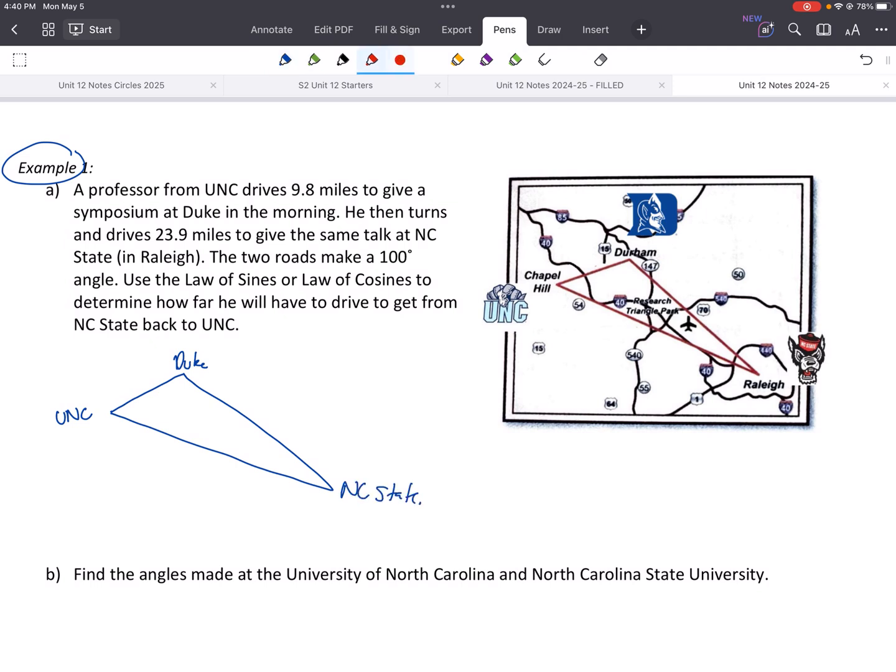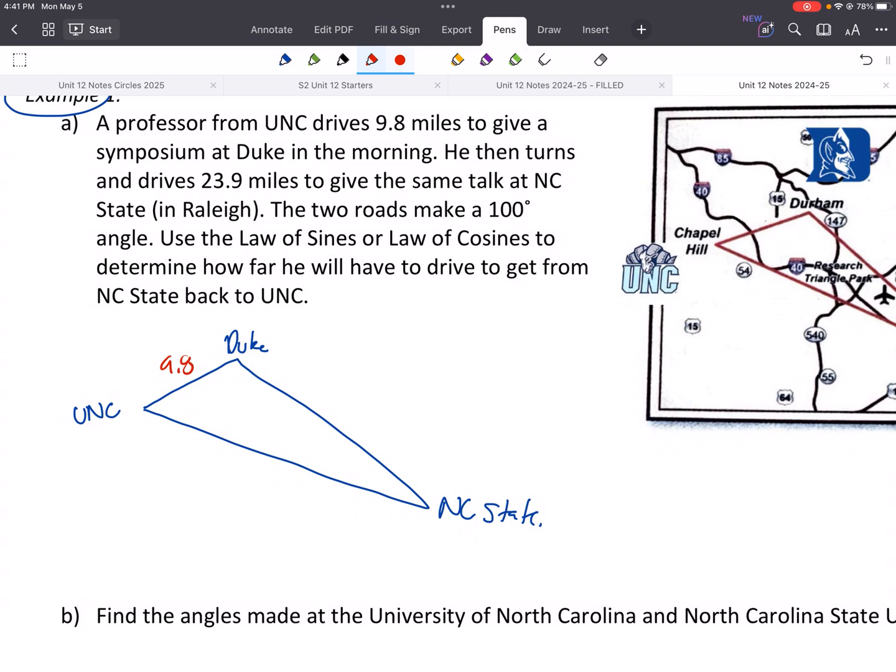And it tells us that it's 9.8 miles to get to Duke. He then turns 23.9 degrees, so this angle here is 23.9 degrees, and then he drives to NC State in Raleigh. Okay. The two roads, oh wait, sorry, I put that in the wrong spot. It's 23.9 miles, okay, and the two roads make a 100-degree angle. Okay, hopefully I didn't mess that up too much.